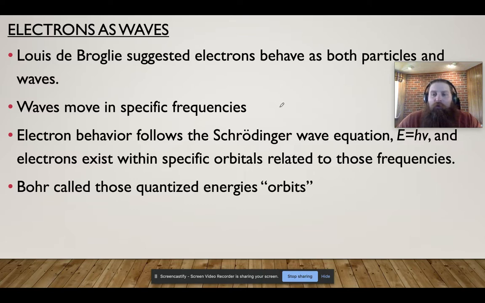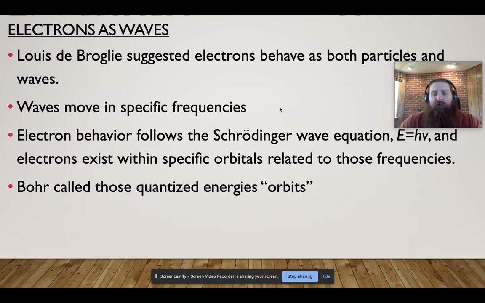Now, the thing about waves is they move in specific frequencies, okay? So they're going to have a certain amount of energy associated with them, and that frequency is the identifying factor of a wave. So electron behavior follows the Schrodinger wave equation, which says E equals hv. And electrons within specific orbitals are related to those frequencies. So the more energy they have, the greater the potential energy of the orbital.